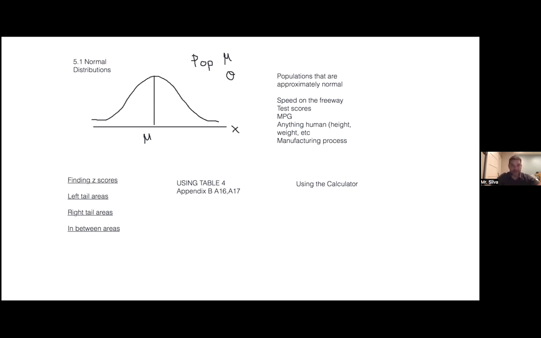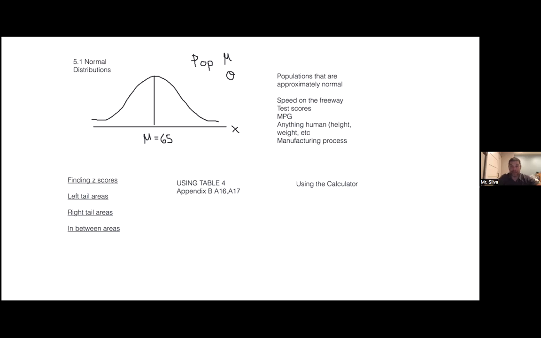So if I'm talking about speed on the freeway, if the average speed of all vehicles on the 101 freeway is 65 miles per hour, that's average. And you drive down the freeway at 70 miles per hour, that's not average speed. That's above average speed. So that speed is over here somewhere. If average is in the middle, above average would be 70 miles per hour.